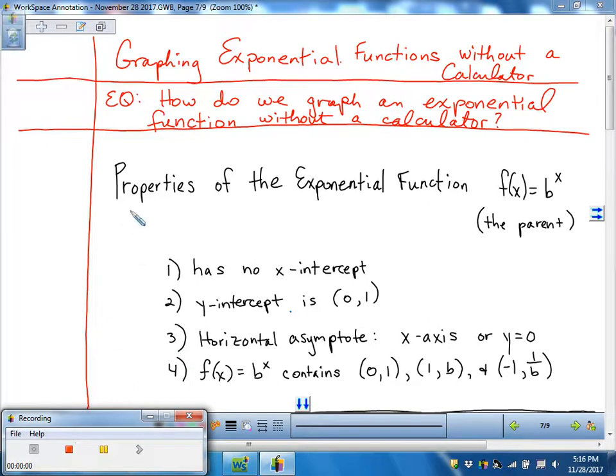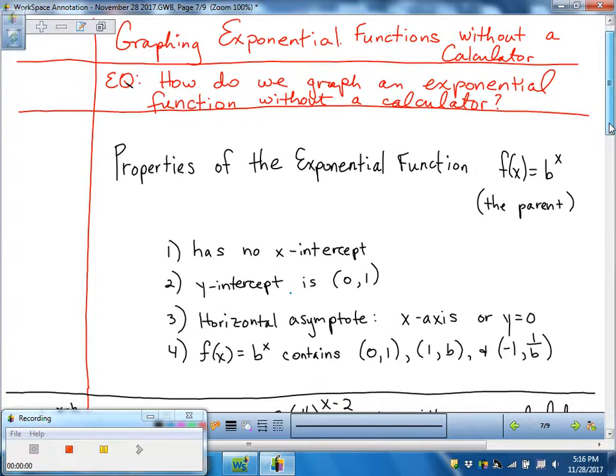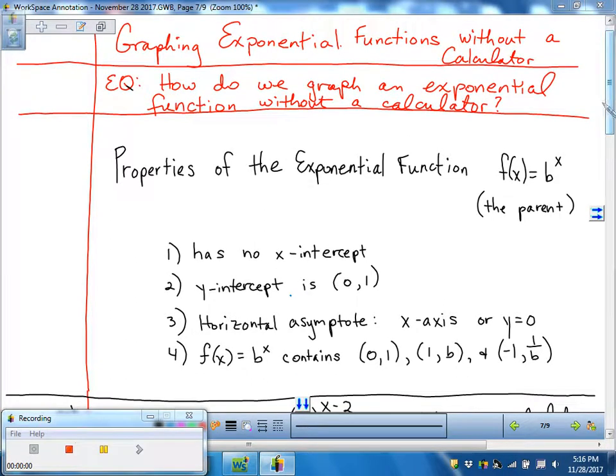This is the video for graphing exponential functions without a calculator. Our essential question is, how do we graph an exponential function without a calculator? First thing I need you to do is copy down these properties. These are the properties of the exponential function.